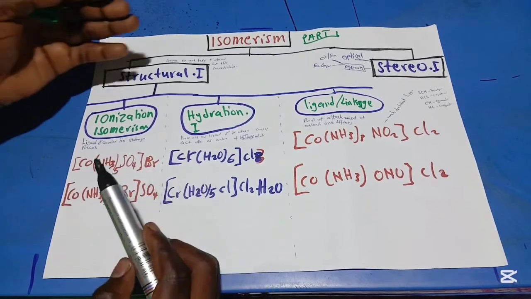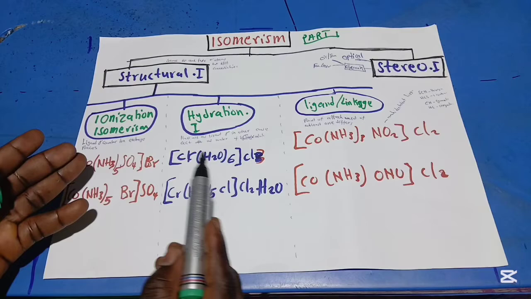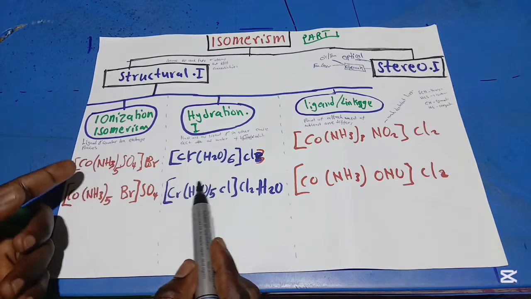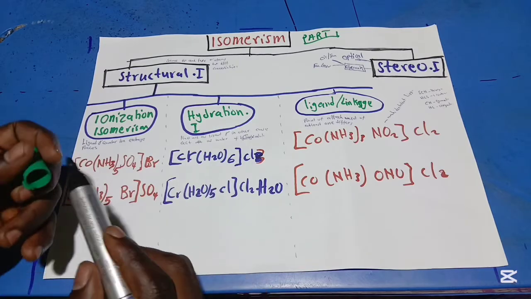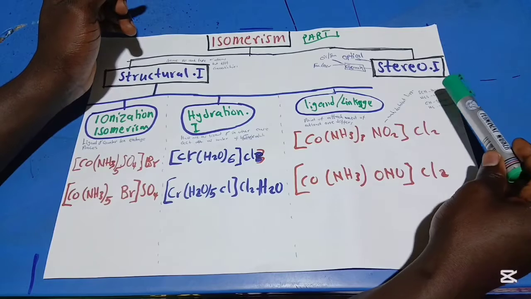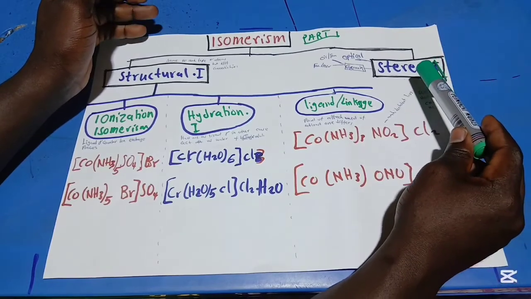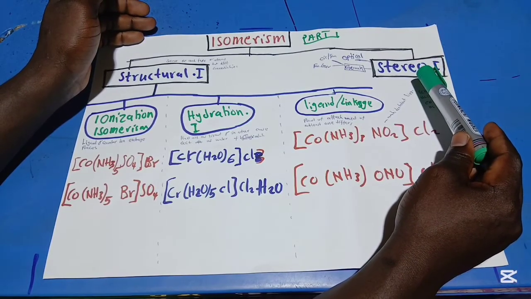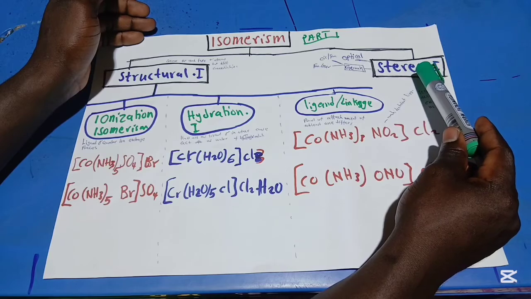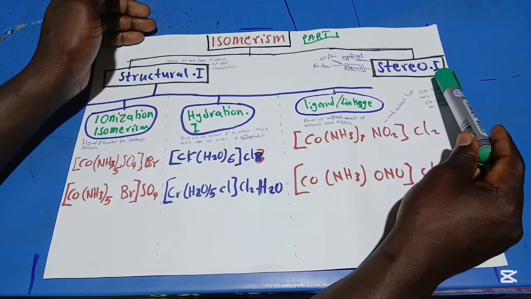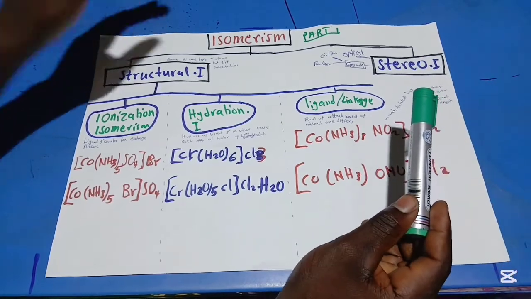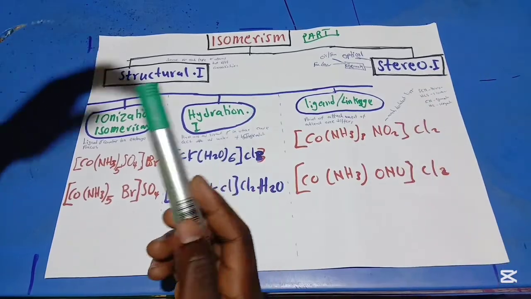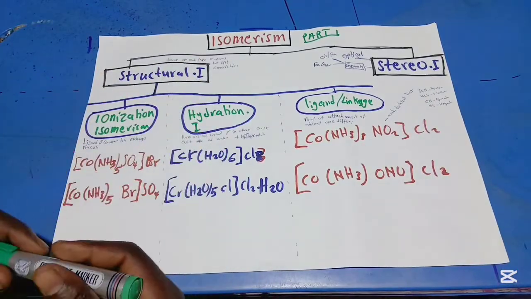That means if we are looking at structural isomerism, we are looking at how the ligands and the metal atoms are connected to each other. Now for stereoisomerism, the complexes have the same number and types of atoms, and the same connectivity, but a different arrangement in space. So now, let's look at structural isomerism.